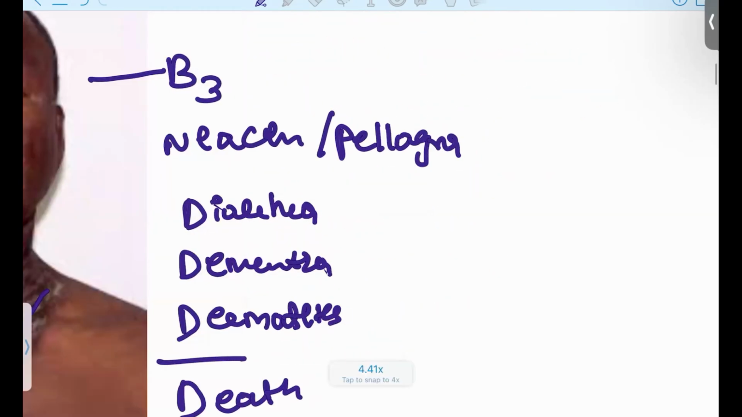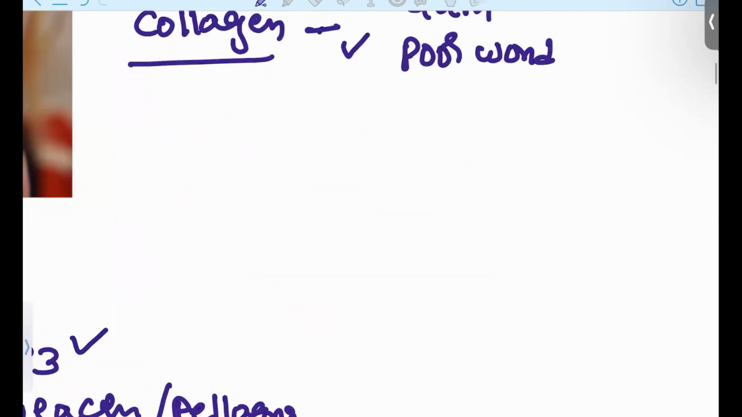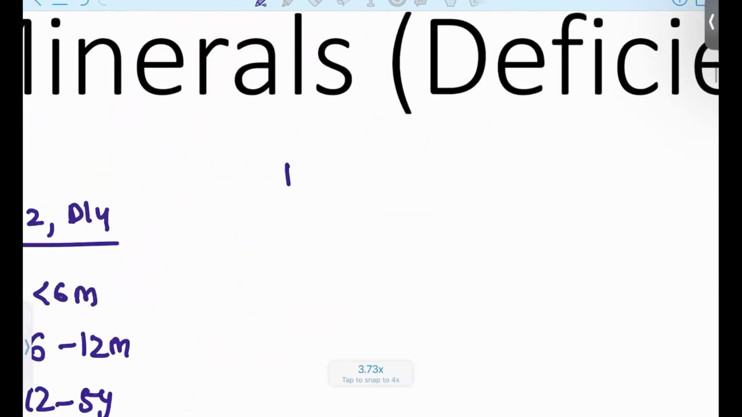What are the causes of pellagra? Hartnup disease can be one, and also patients who are maize eaters, B6 deficiency, all this leads to niacin deficiency. And most commonly alcoholics also. Okay, alcoholic patients also.